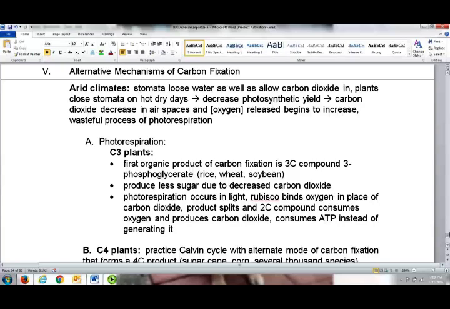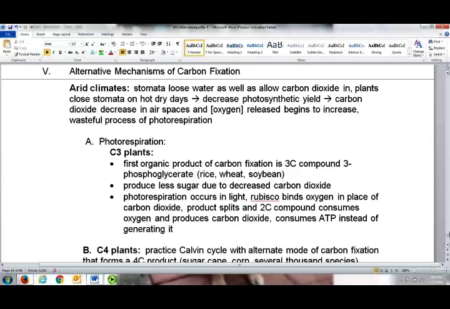Your first product of carbon fixation is a 3-carbon compound, 3-phosphoglycerate. These end up producing less sugar because they have decreased carbon dioxide. You can't make sugar if you're not taking in the carbons to add on to the skeletons. Some examples of plants that are C3 plants: rice, wheat, soybeans.